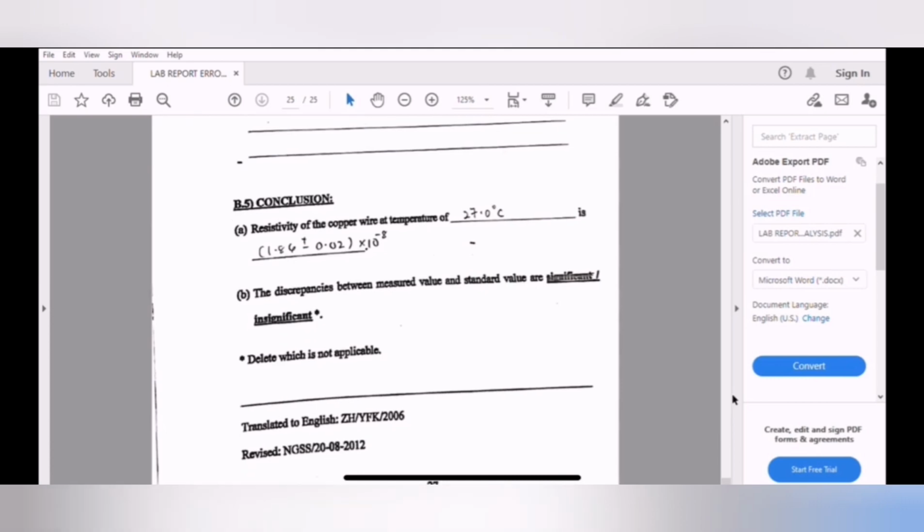Conclusion: the resistivity of the copper wire at the temperature of 27 degrees is 1.86 plus or minus 0.02 times 10 to the negative 8, and it is insignificant.